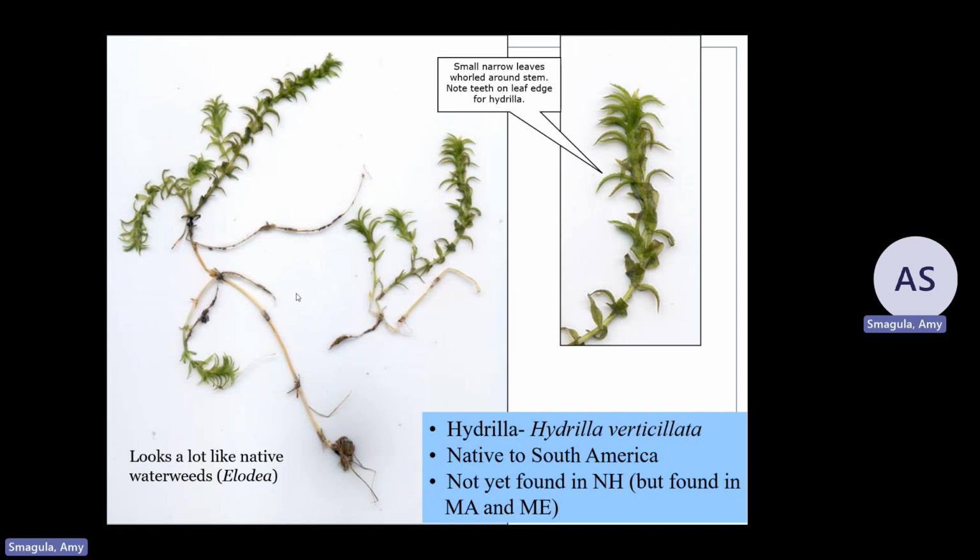This one looks a lot like the native elodea or water weeds that I talked about a little while ago, except this one, if you were to look at it, it has leaves that are in whorls of 4 or more. The native has leaves in 3 or less. So the invasive, 4 or more leaves in a whorl. And the leaves themselves have little teeth on the edges, so that should help with identification too. The natives have smooth leaves.